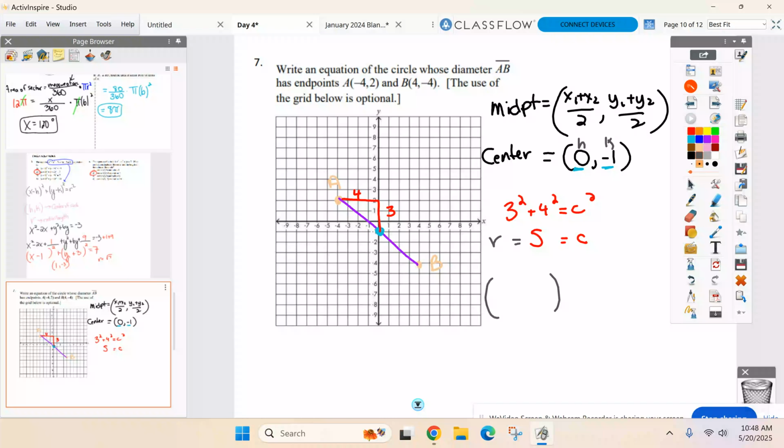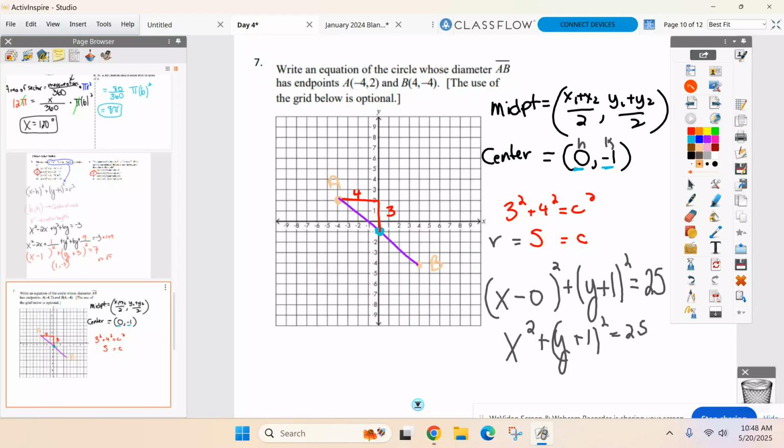Sophie, what's going to go in the first one here? X minus 0, squared, plus, what about in the second one? Y plus 1. And then what about over here? 5 squared, also known as 25. Also remember, because it's x minus 0, this is also good to go, without the parenthesis, but both would be accepted.